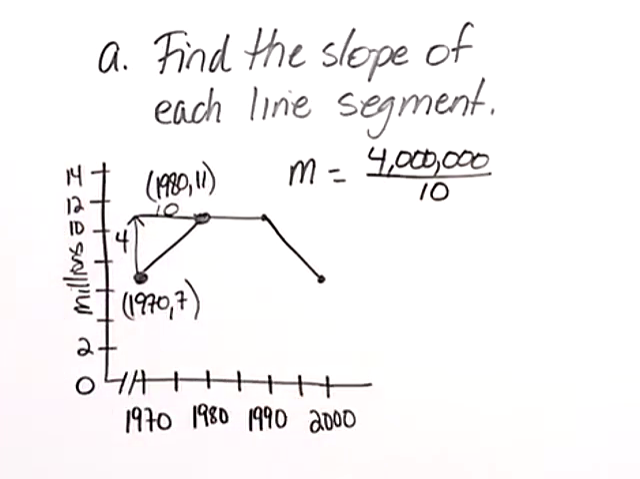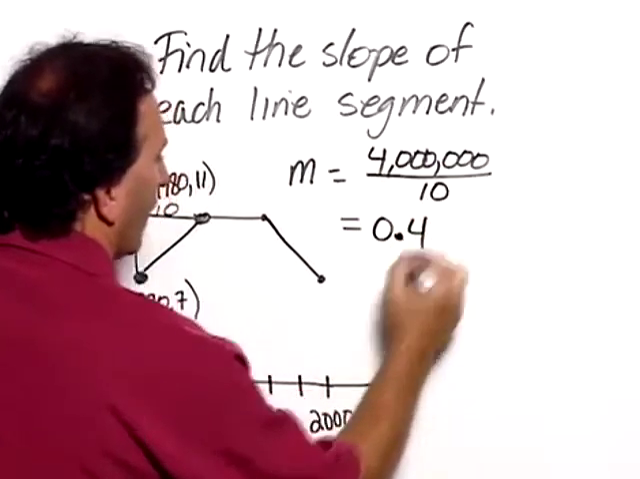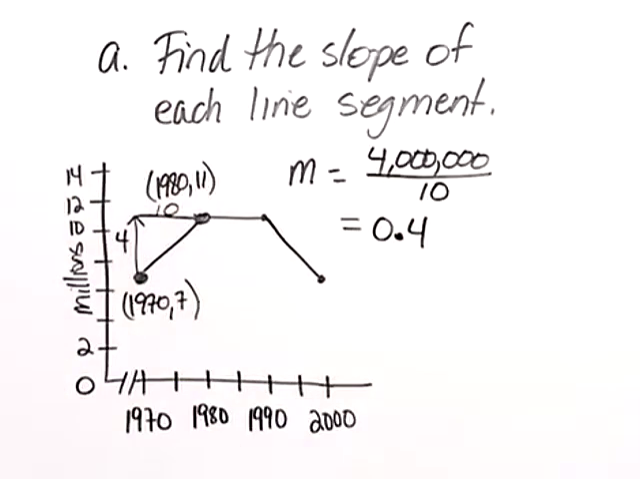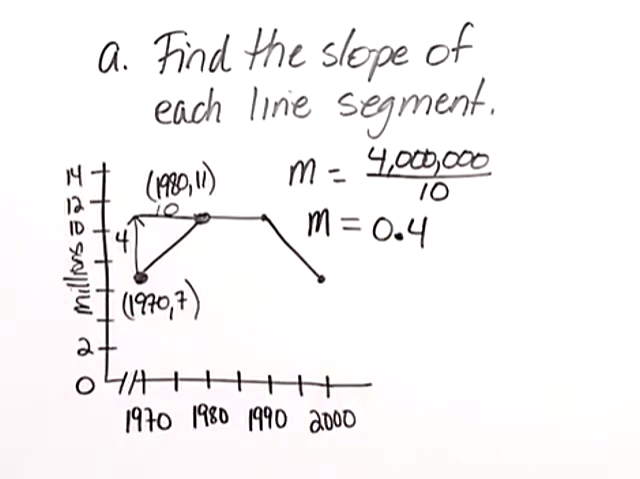And so in this particular case, you can see that we could either write the slope as 4 million divided by 10, which would be 400,000, or we could write it as a decimal, 0.4, where it's representing millions per year. And so let's write it that way, that's our slope. And remember that it's in millions.